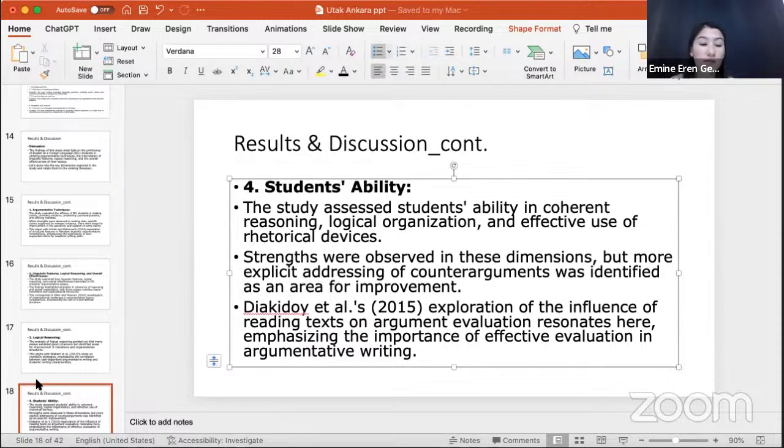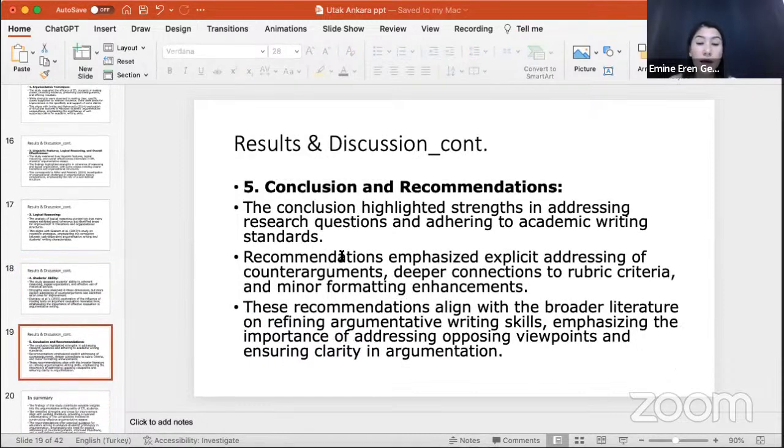And for the conclusion and recommendation, the conclusion highlighted strengths in addressing research questions and adhering to academic writing standards. As for the recommendations, it emphasized the explicit addressing of counterarguments, deeper connections to rubric criteria, and minor formatting enhancements. These recommendations align with the broader literature on refining argumentative writing skills and emphasizing the importance of addressing opposing viewpoints and ensuring clarity in argumentation.